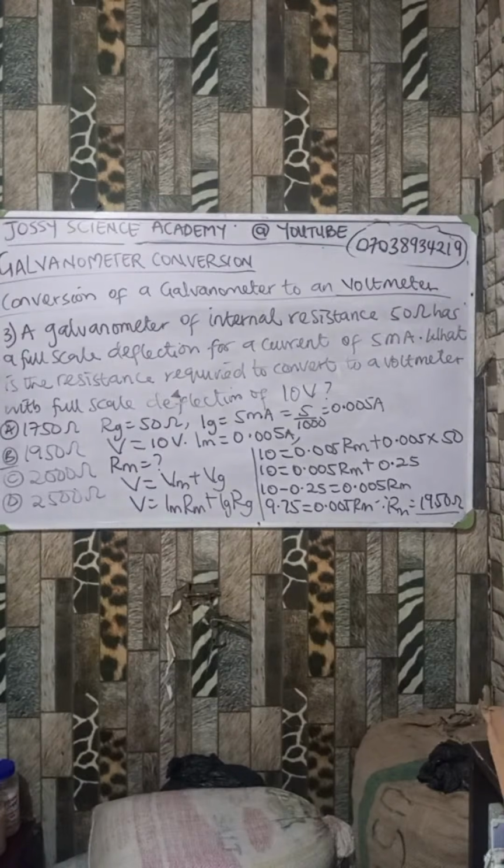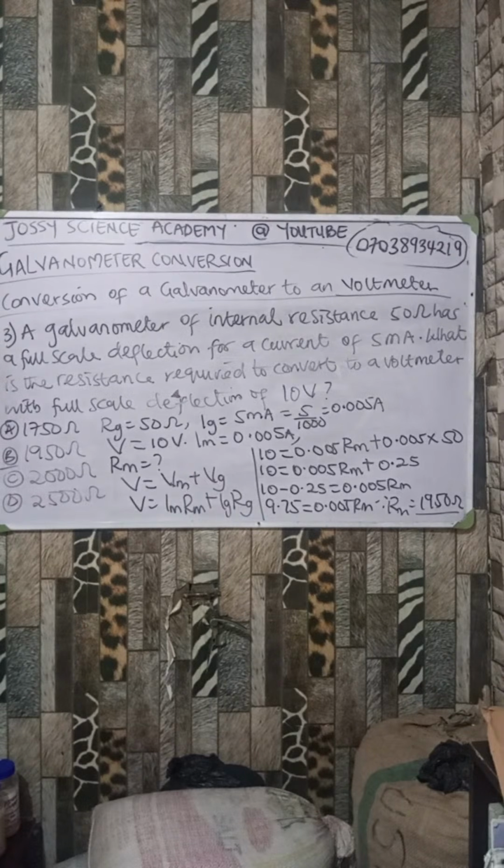A galvanometer of internal resistance 50 ohms, that is RG equals 50 ohms, has a full-scale deflection for a current of 5 milliamperes. That is, current of the galvanometer is 5 milliamperes. We all know what milli means. Milli means you divide whatever value is given by 1000. So that is 5 divided by 1000, which gives 0.005 amperes.